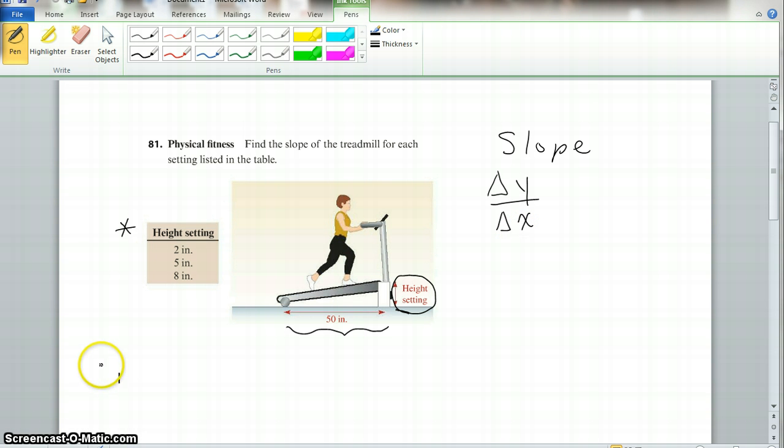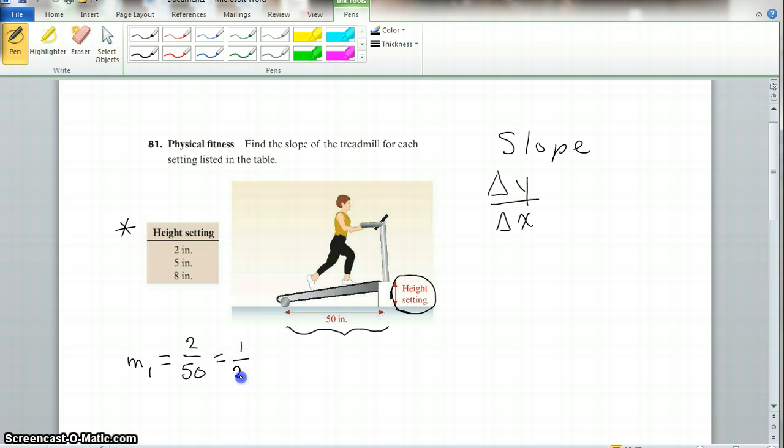Alright, let's try to calculate this first one. We'll just call that first slope m sub 1. The change in the height setting, that first height setting is 2 inches, so we'll put 2 in the numerator. And the change in the horizontal direction is 50 down below, 2 over 50. Now, you don't want to leave your answer as an unsimplified fraction. We always want to simplify that down.